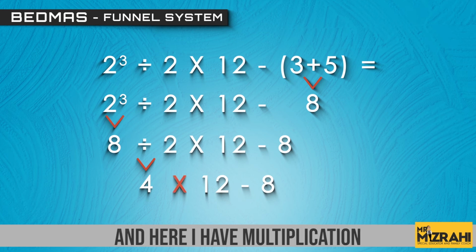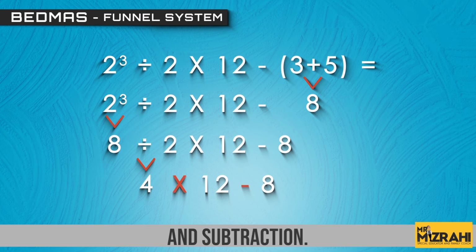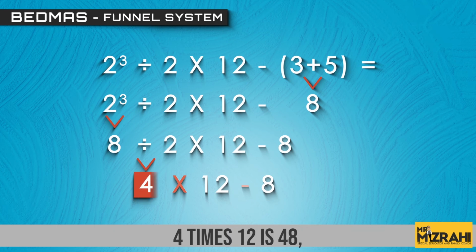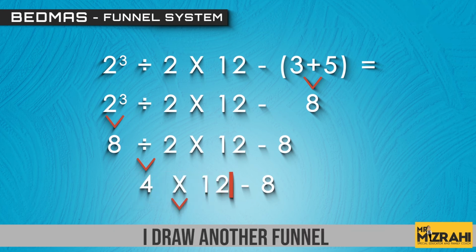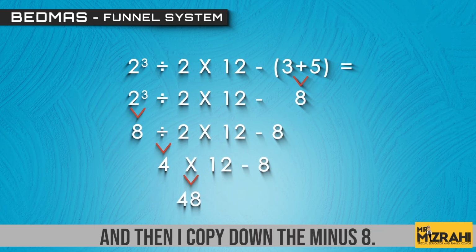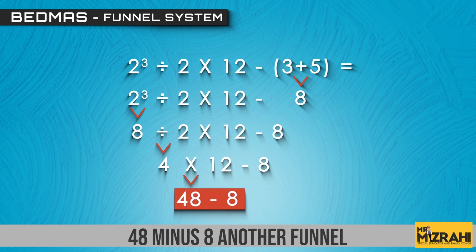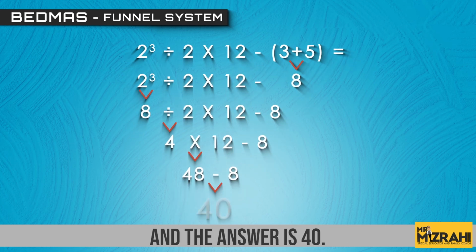And here I have multiplication and subtraction. We will then do the multiplication first. 4 times 12 is 48. I draw another funnel, and then I copy down the minus 8. 48 minus 8, another funnel, and the answer is 40.